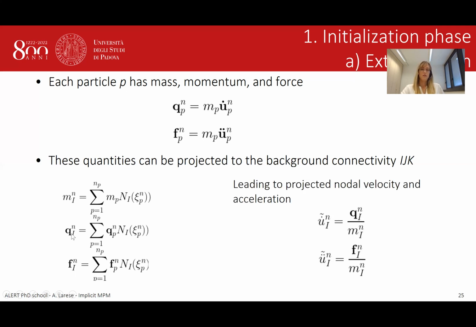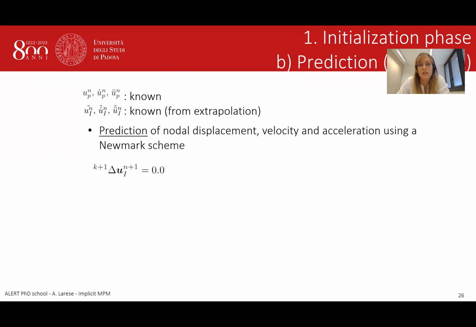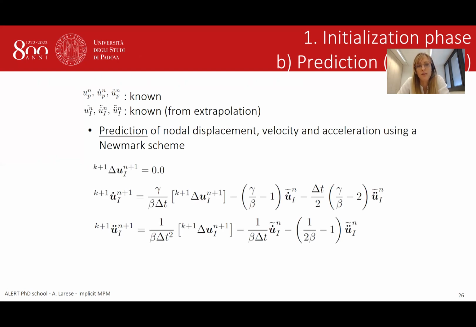And of course, once we have this information on our background grid, we can also evaluate a prediction of the velocity and the acceleration on each node of our mesh using the linear momentum and the forces. So we start knowing displacement, velocity, and acceleration on the particle, and we have an extrapolation of velocity, displacement, and acceleration also on the nodes. We can then predict the new velocity, displacement, and acceleration using a Newmark scheme, and eventually we will correct it if we do not reach convergence.